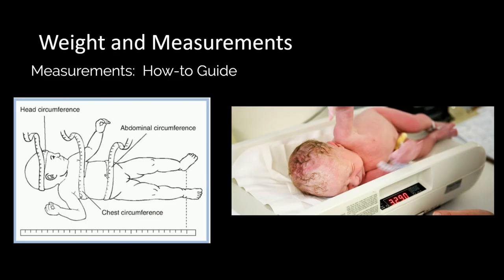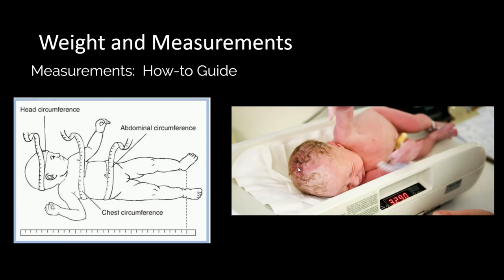Chest circumference, we do at the nipple line, and then abdominal circumference, we do just above the umbilical stump. And here it's just below that little landmark, but we normally like to do it just above the umbilical stump. It's important to get a good, accurate abdominal circumference because you may have to measure it later if it looks like your baby's getting distended.